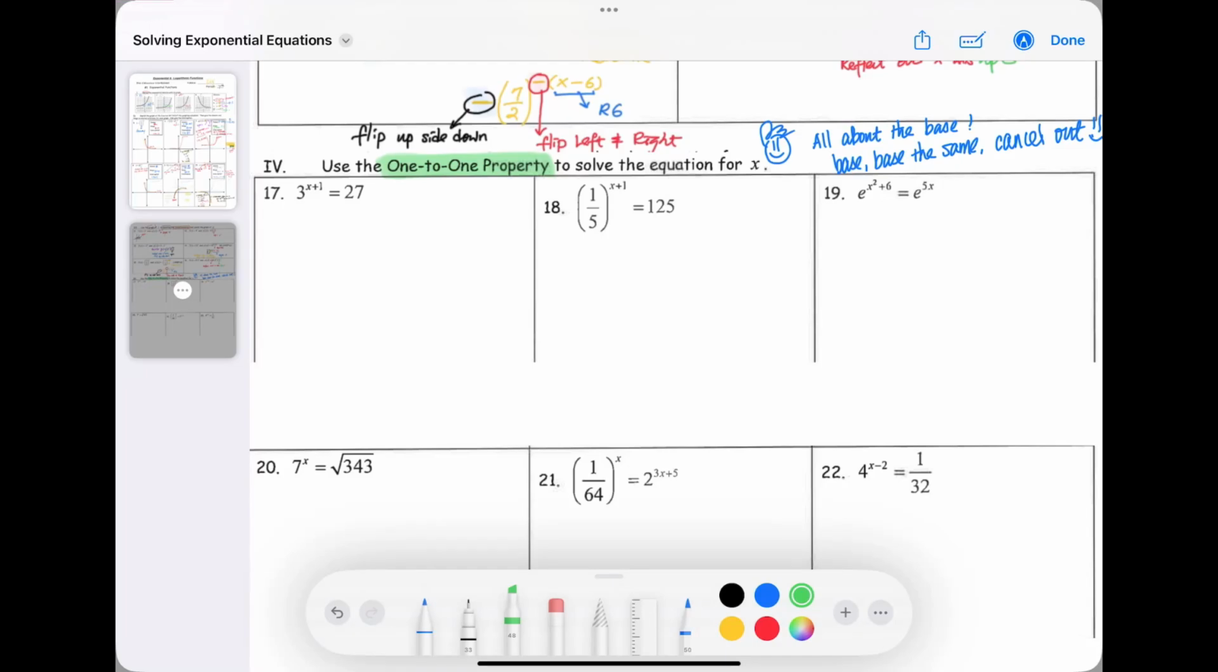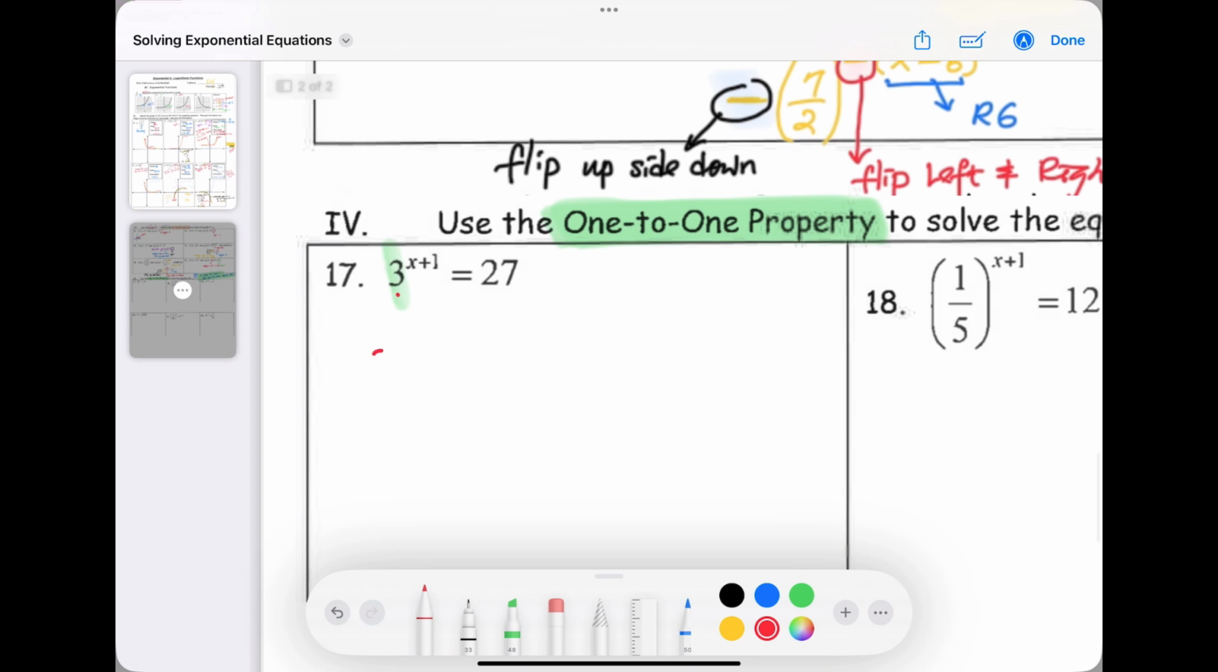Alright, in this video, we're going to talk about solving exponential functions with the one-to-one property. In class, we mentioned it's all about the base. If the base is the same, we can cancel it out. So number 17 in class, what is my base? You could say the base is 3. You are correct. So this tells me the base is 3 to the power x plus 1. Now I need to think, can I rewrite 27 as base 3 to what power?